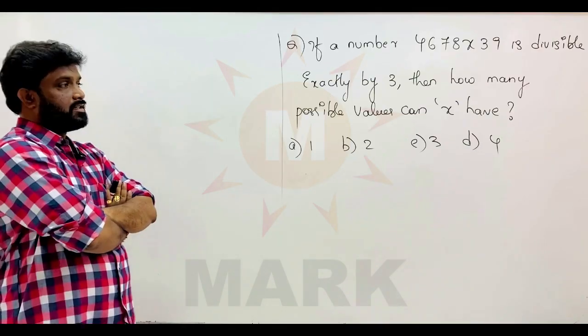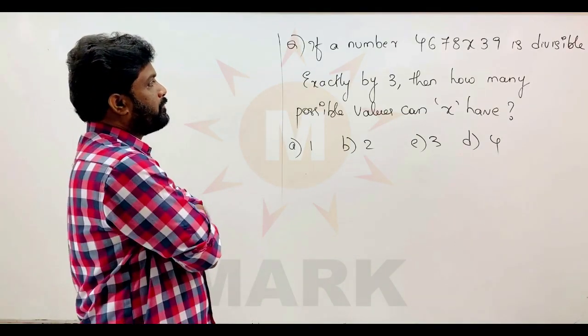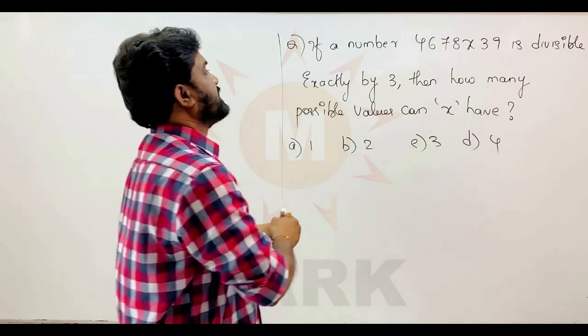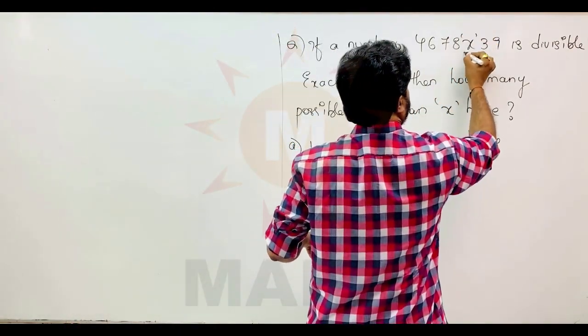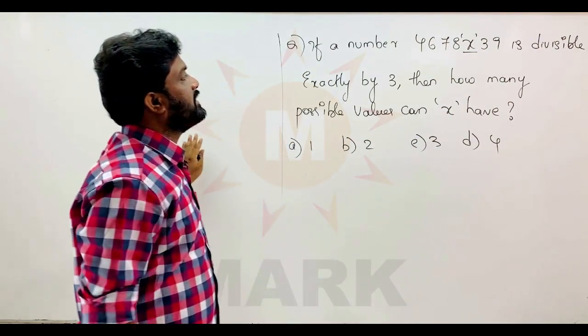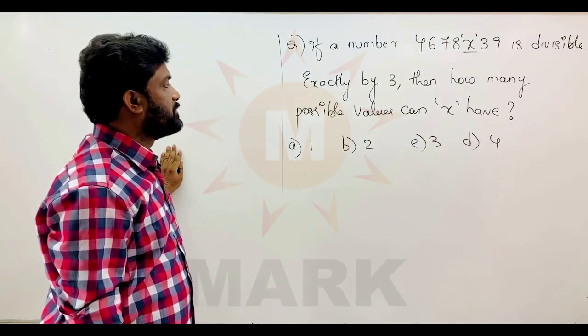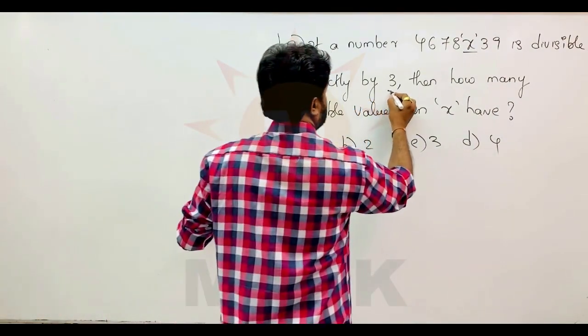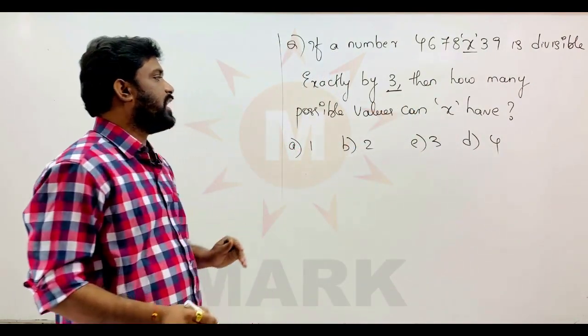Okay friends, let us have a look at this question. If a number 4678x39 is divisible exactly by 3, then how many possible values can x have?